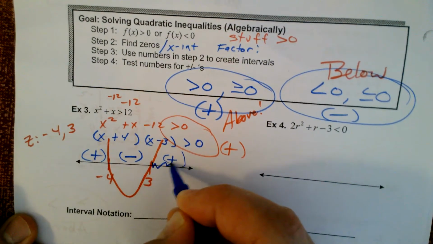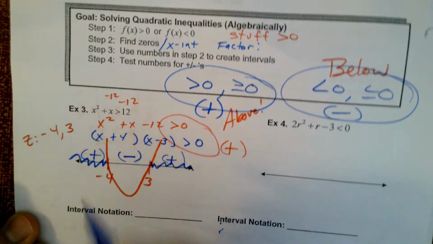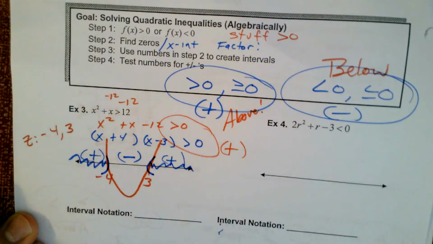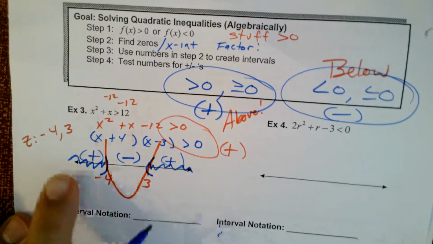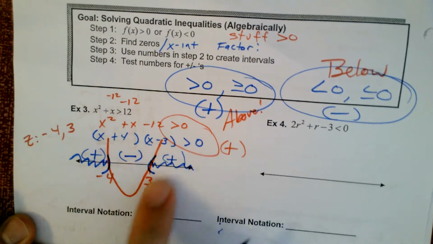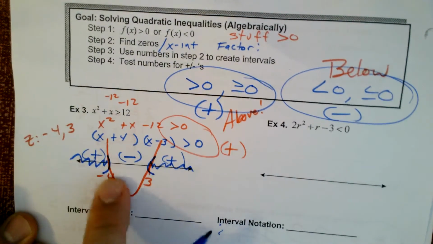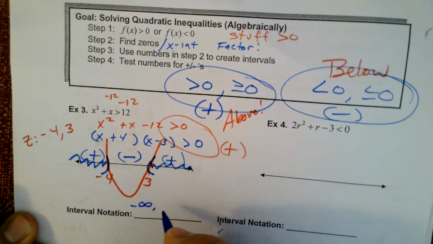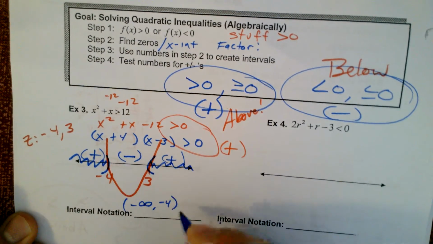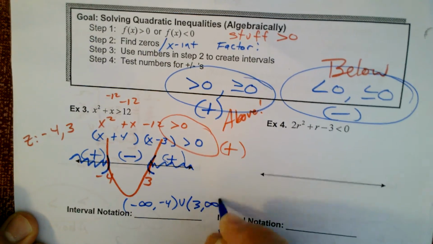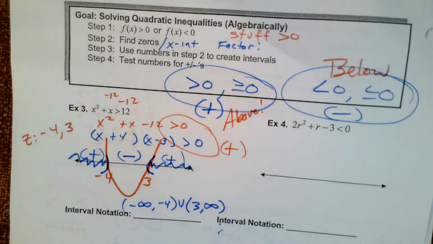My shading is on the outside, okay? It's not equal to, so I'm using parentheses then. So my final answer for interval notation, does this make sense now? We're looking at a parabola here, right? My answer, where this thing is above, is from -infinity to -4, parenthesis, union or, I would use U for my math lab, 3 to infinity. And that's it. That one's done.